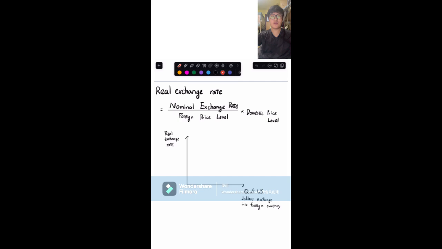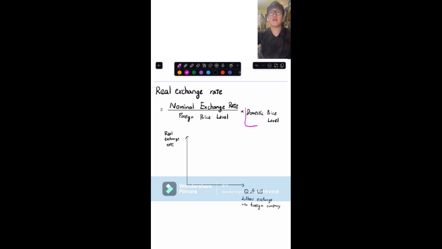And we see question 6. What is the real exchange rate? How will it be affected by the reciprocal tariffs? The real exchange rate adjusts the nominal exchange rate by relative prices between the two countries. It is calculated as the nominal exchange rate times the domestic price level divided by the foreign price level.